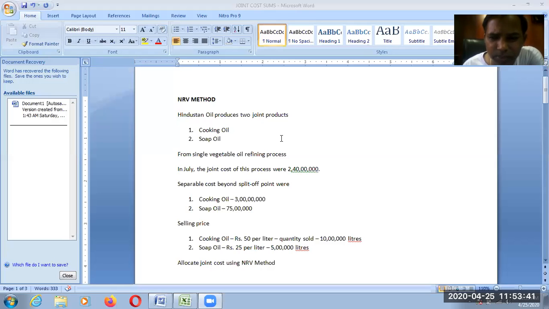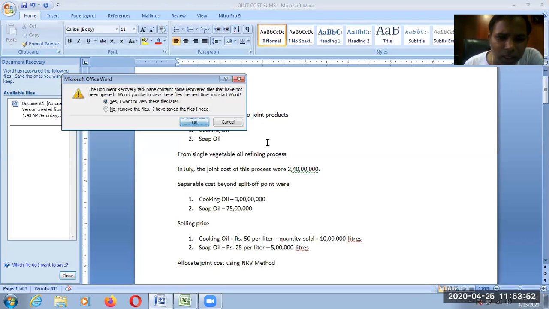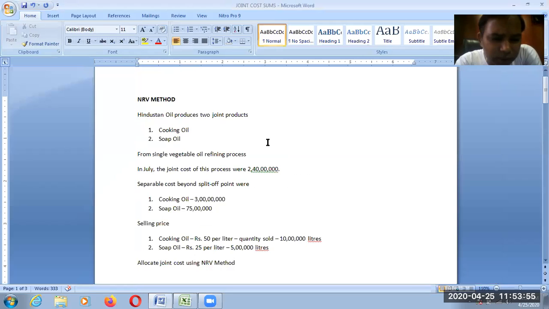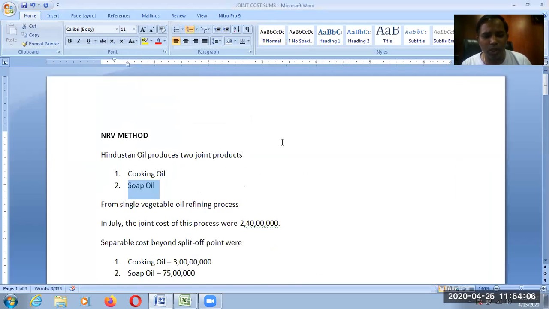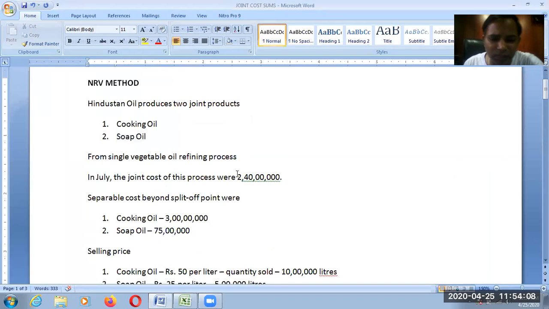Discussing 16.16, it is a sum of the NRV method, and the brief of the sum is somewhat like this: Hindustan Oil produces two joint products from a single vegetable oil refining process. The first oil is cooking oil and the second is soap oil. The joint cost in the month of July is given as 2 crore 40 lakh rupees.